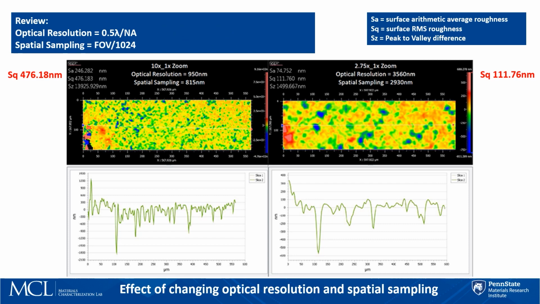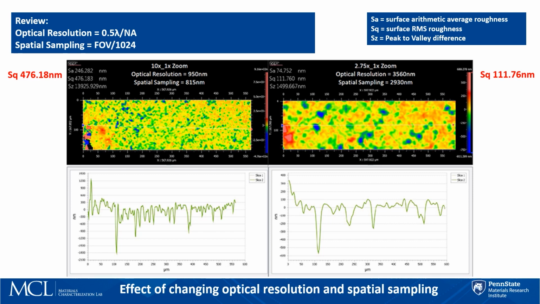Let's take an example of the effects of optical resolution and spatial sampling on our roughness. In this example here from the Zygo, this is the 10x and the 2.75x. You can see the optical resolution and spatial sampling for each objective in the image. SA represents our average roughness. SQ represents our surface RMS roughness.